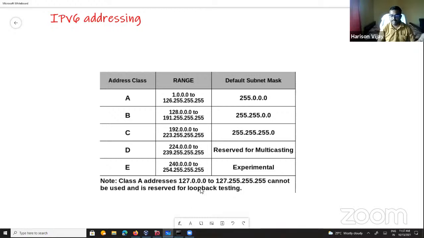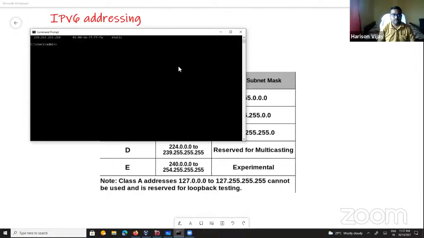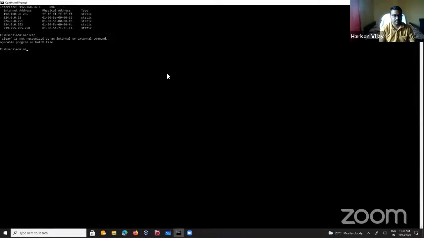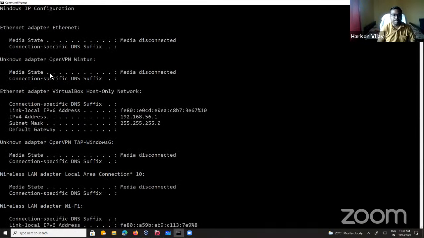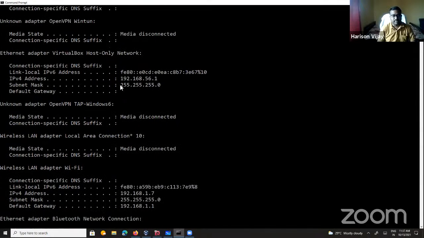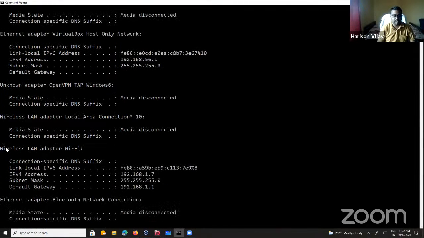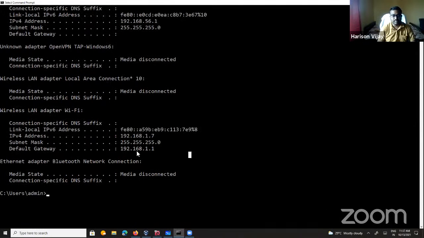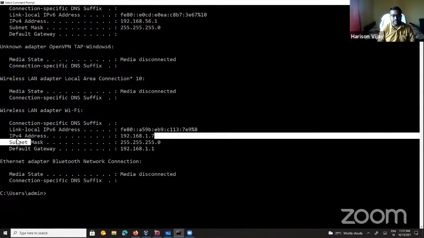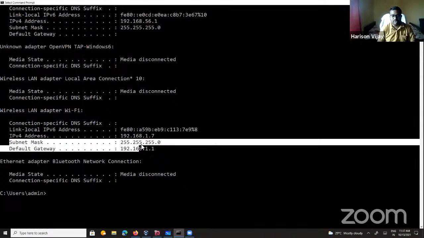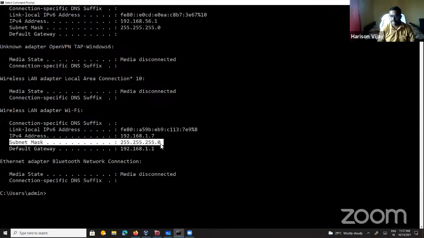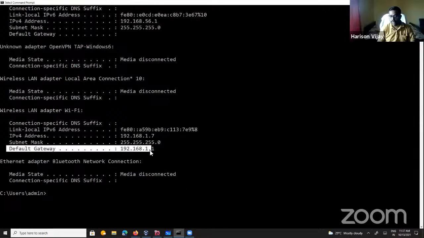Okay, so where do I see this information? If I go into my command prompt, this is a Windows system, I try ipconfig. Okay, it gives me the IP address. Here I'm looking at the Wi-Fi address. So this is my IPv4 address. And it also needs to know what the subnet mask is. Okay, and there is also what's called a default gateway. We will cover that.